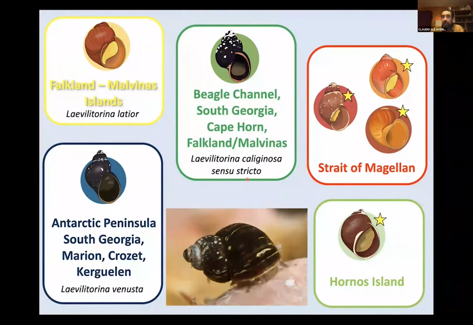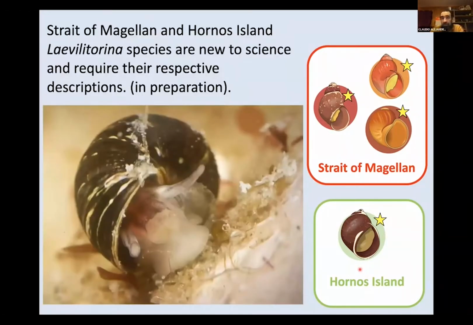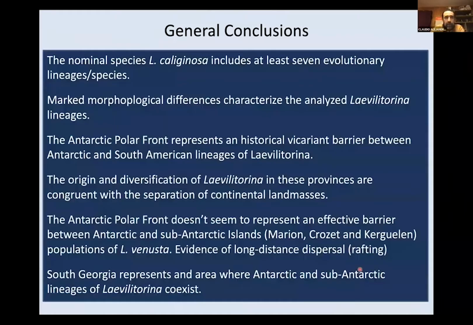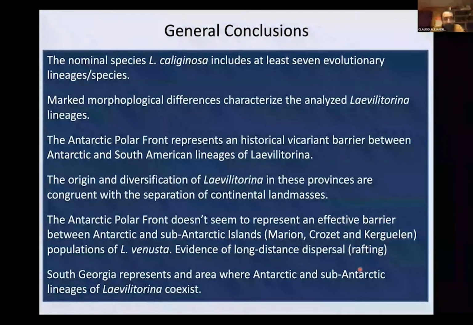caliginosa sensu stricto. And then we have 4 species, 3 in the Strait of Magellan and 1 in Hornos Island, located in Cape Horn, that correspond to new species, new to science at least. And they require their respective description. We are already working on this. And as general conclusions, the nominal species Levillitorina caliginosa includes at least 7 evolutionary lineages or species.